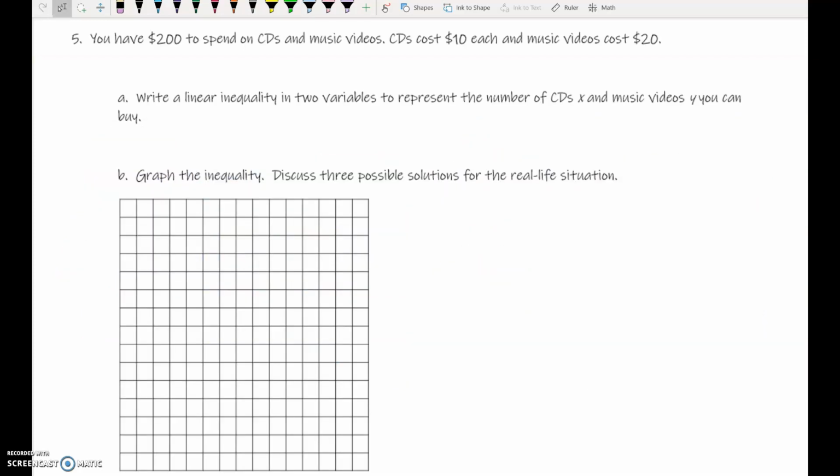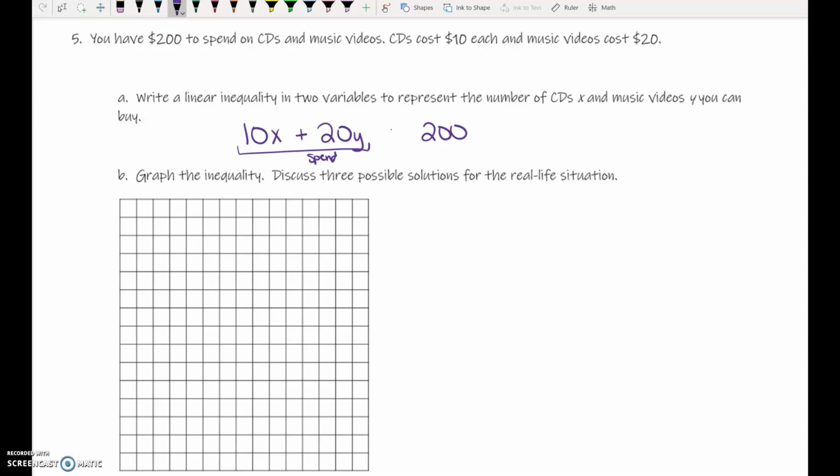You have $200 to spend on CDs and music videos. CDs cost $10 each, and music videos cost $20 each. Write a linear inequality in two variables to represent the number of CDs X and music videos Y you can buy. So we can do $10 times the number of CDs, and $20 times the number of music videos. We're going to add that together, and we have a limit of $200. So this is how much you are going to spend, and 200 is your limit.